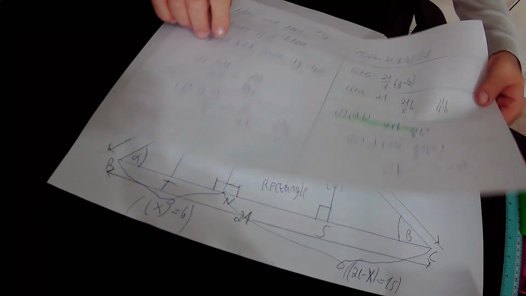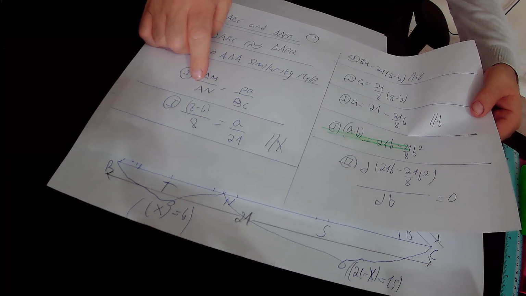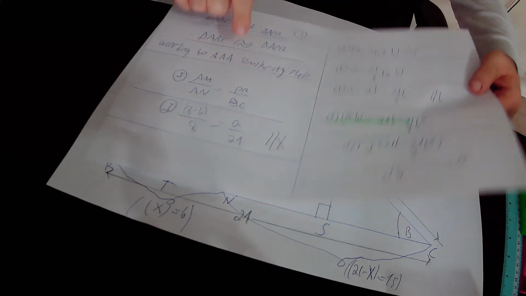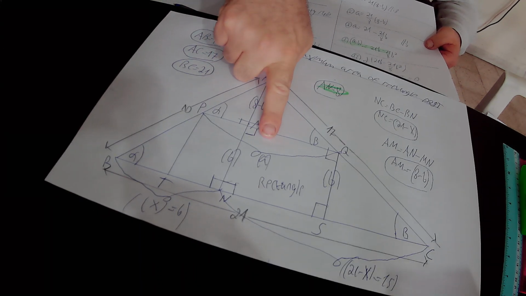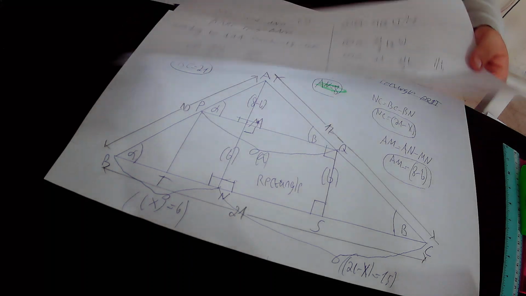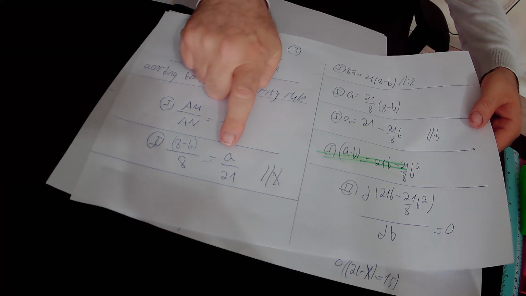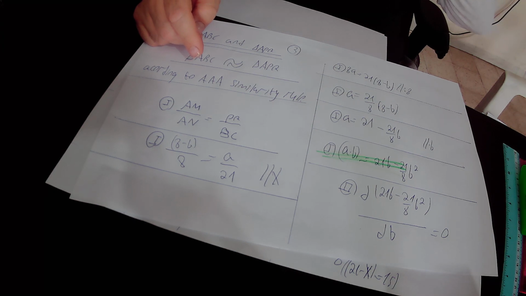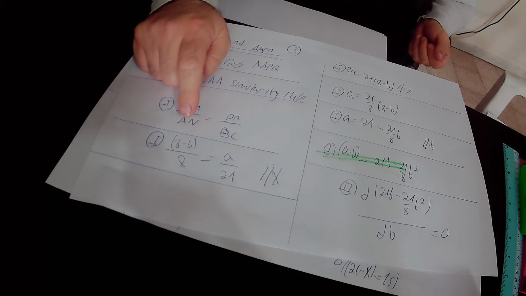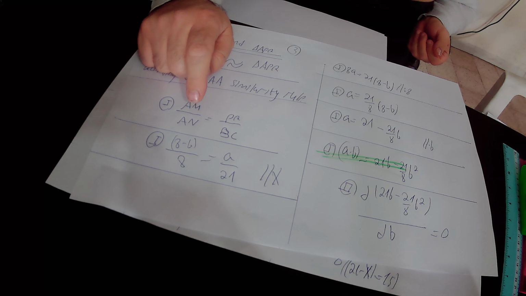Again, AM is 8 minus B and AN is 8, and it must be equal to PQ. PQ is A according to our definition. Here PQ is A over BC. BC is 21 according to what is given. So according to equation 1, we found that 8 minus B over 8 equals A over 21.